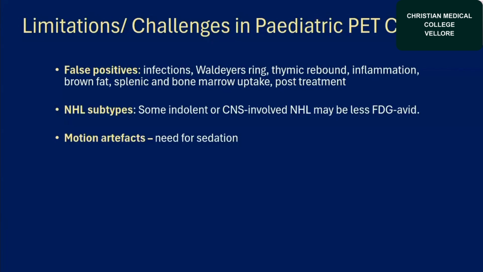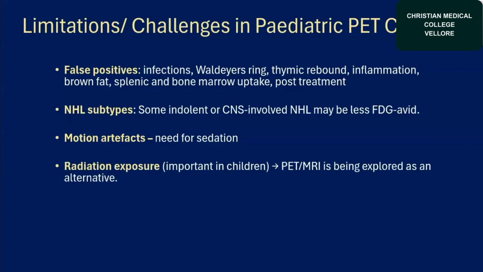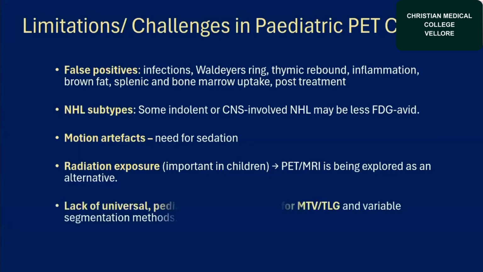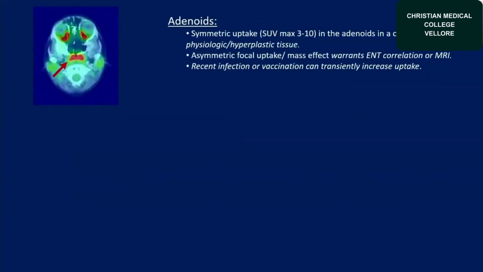Motion artifacts can be there, especially in children who need sedation for the whole procedure. And radiation exposure in children, we know that they are highly radiosensitive, so that needs to be kept in mind while doing PET-CT imaging. And also, like I mentioned, for MTV and TLG we do not have universally established specific cutoffs. This is just some images showing how adenoids can show symmetrical uptake up to an SUV of 3 to 10, which is acceptable if it's in a physiological tissue. But when there's focal uptake or mass effect, that warrants further ENT correlation or MRI.